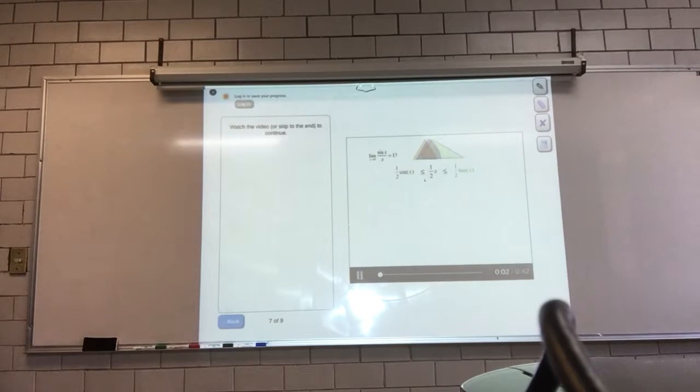Right. Let's cancel out the 1 half in each of these terms. And let's also divide everything by sine of x. That's fine as long as x isn't 0. And we're not worried about when x is 0, only when x is near 0.